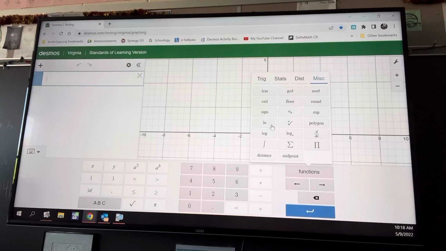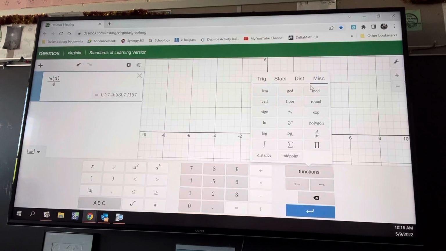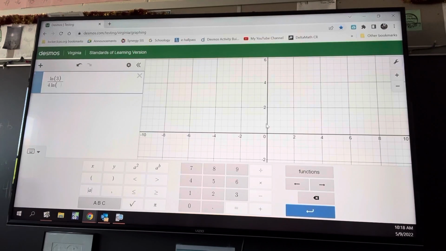Love Desmos. Did you get natural log 3, close parentheses, and then divided by... When you do this in Desmos, it creates that fraction bar for you, so you don't have to worry about putting in your parentheses. I'm not special enough for the Virginia Desmos. I can never look at Virginia.